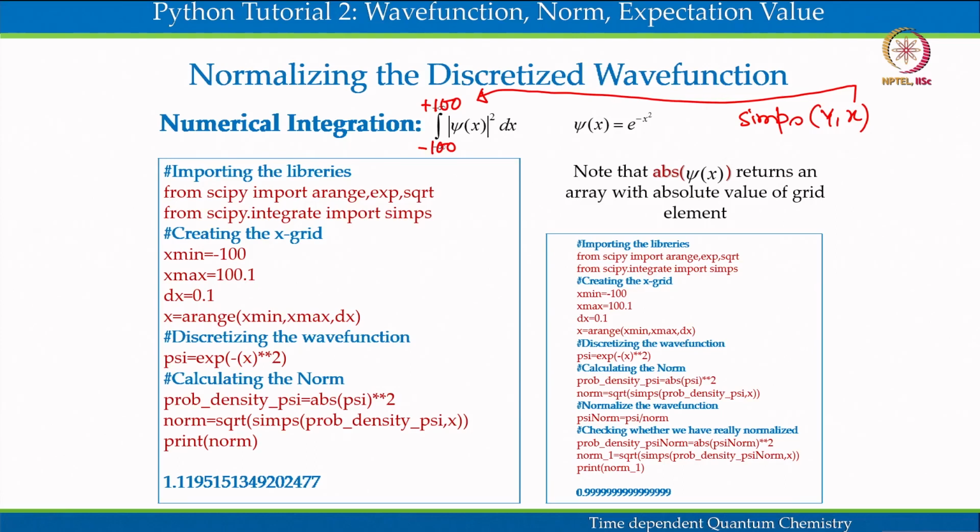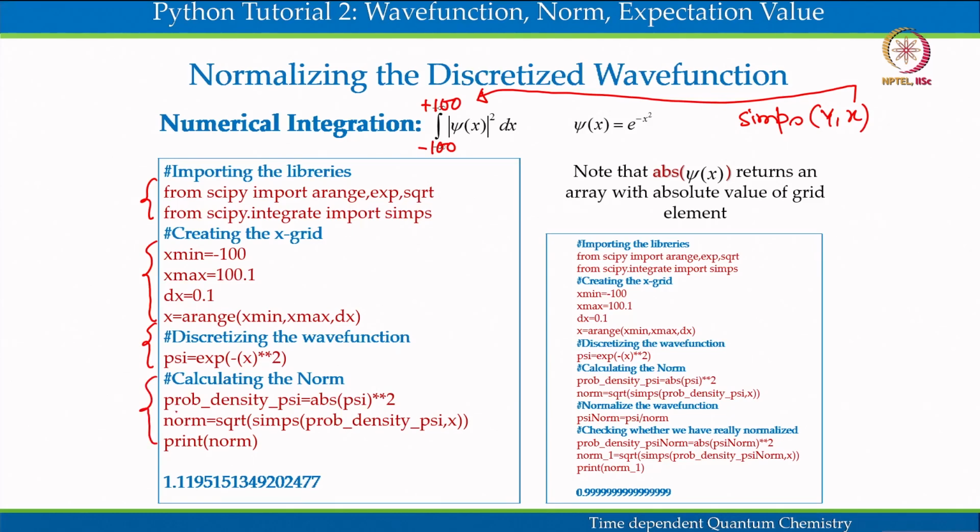So we will see that the first two lines are importing the libraries. Then we have to create the x grid. Once we have created the x grid, we have to discretize the wave function. We have already seen how to do that. Then these are the new steps for the normalization, and these are very simple three normalization steps.